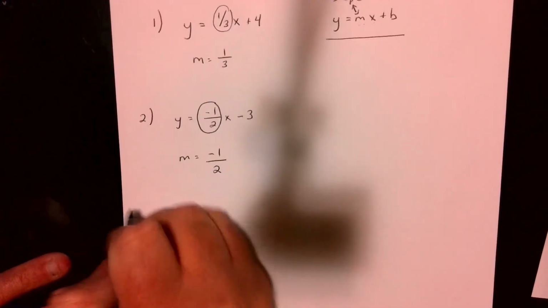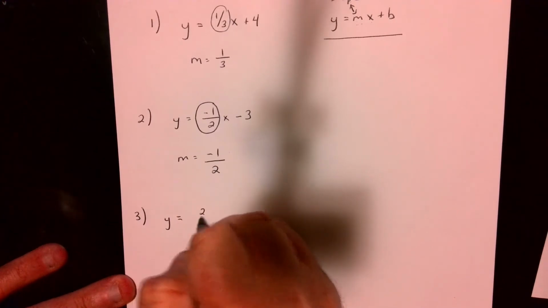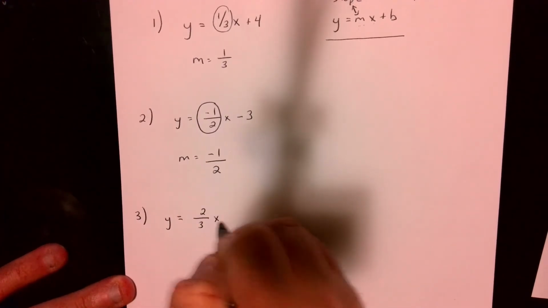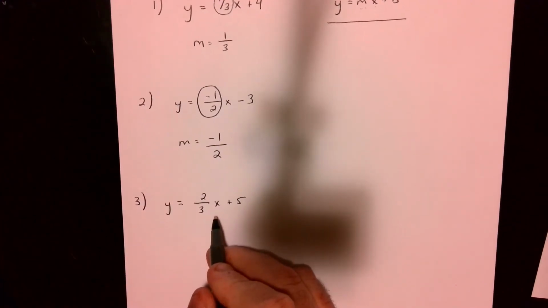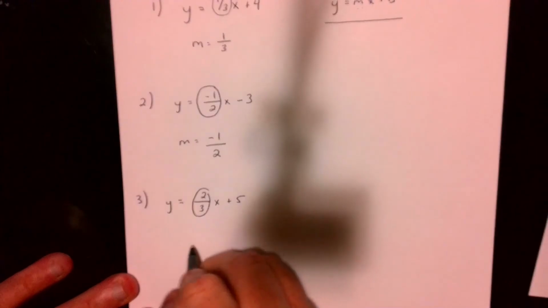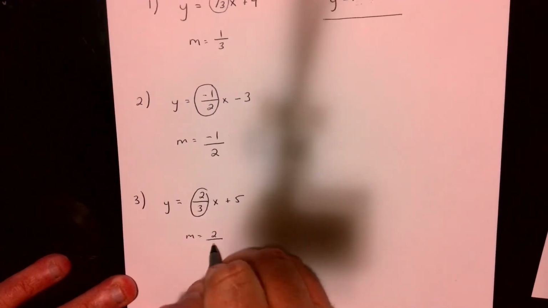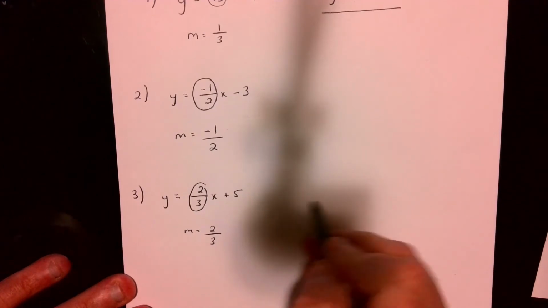Let's have you guys do an easy one. Let's say we have y equals 2/3 x plus 5. By looking at the equation, what is the slope? We said it usually sits right in front of the x. So hopefully you said it was 2/3. And that slope means go up 2, right 3, up 2, right 3.